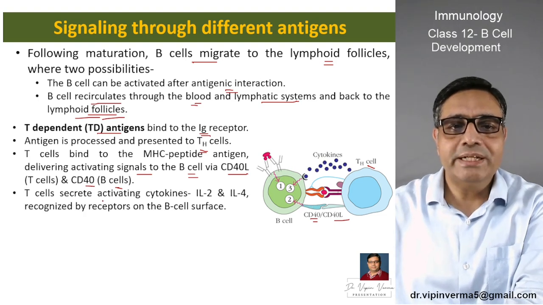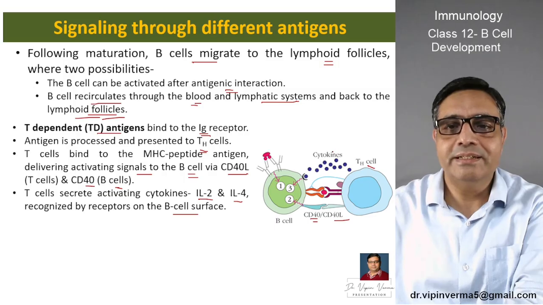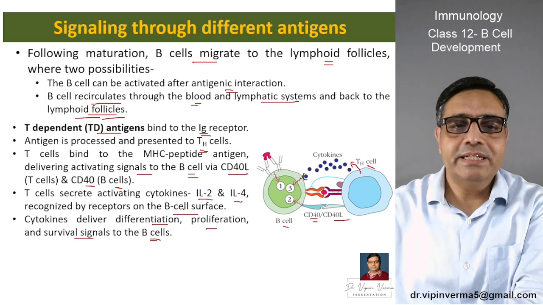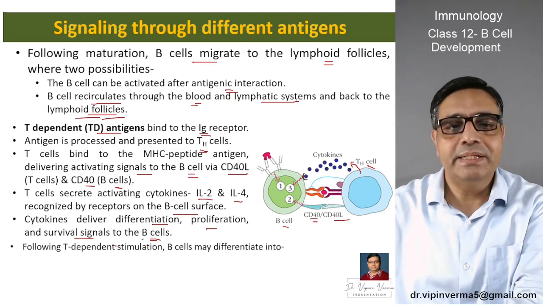Now T cells also secrete activating cytokines IL-2 and IL-4 which are recognized by the receptors on the B cell surface. So you can see here these are the cytokines which are secreted by T cells and they are recognized by the receptors which are present on the B cells. Cytokines deliver differentiation, proliferation, and survival signals to B cells. So once these cytokines bind here, they deliver the differentiation signal. So the cell will start differentiating, right? Proliferation signal and survival signal to the B cells.